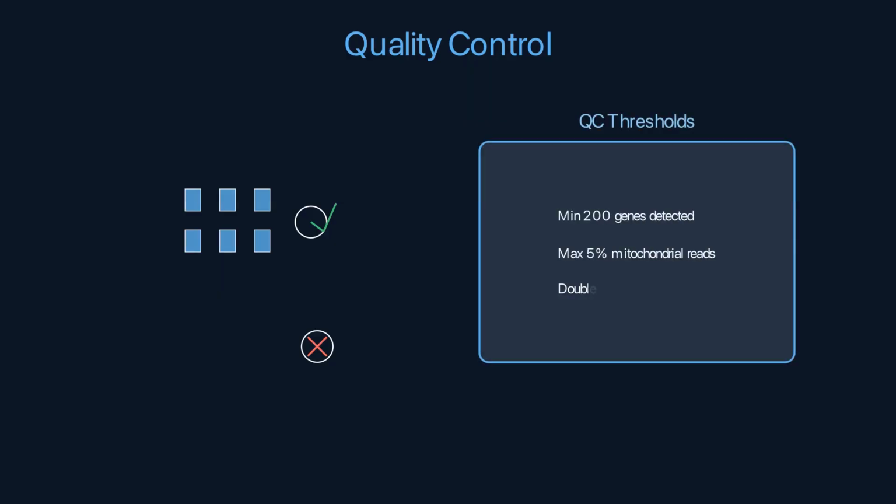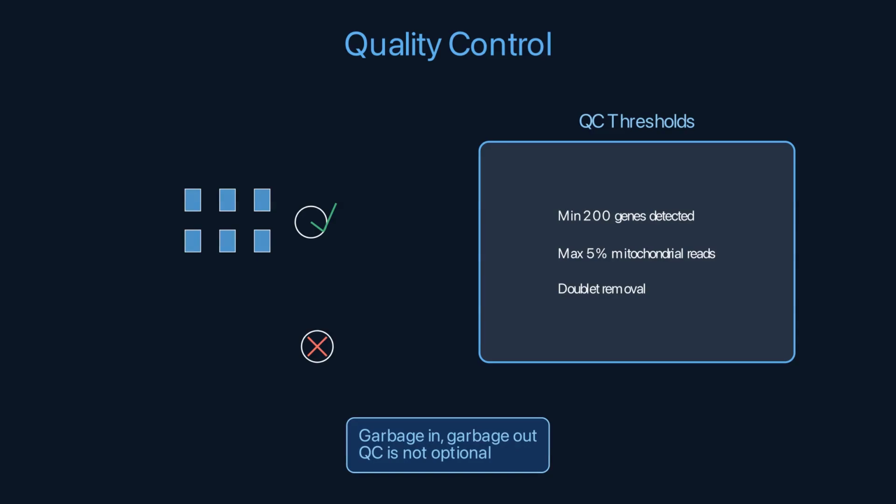Toss them. The thresholds: minimum 200 genes detected, maximum 5% mitochondrial reads, and doublet removal for forms that look like two people filled out the same sheet. Quality control is not optional. Garbage in, garbage out.